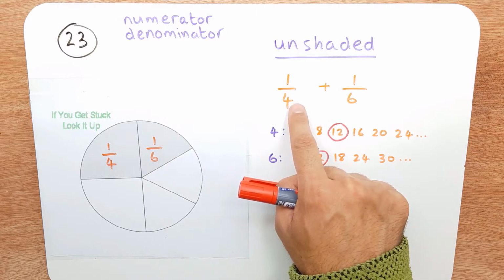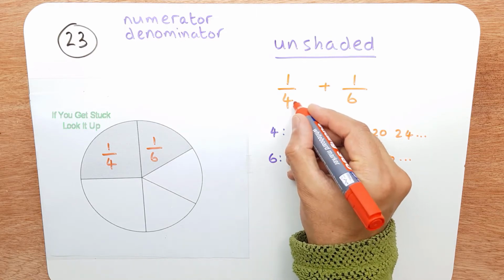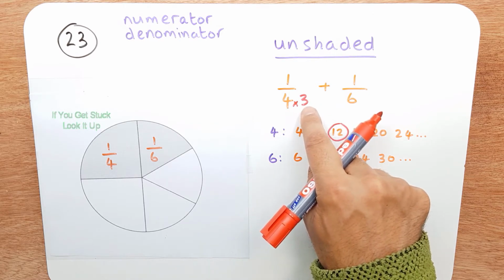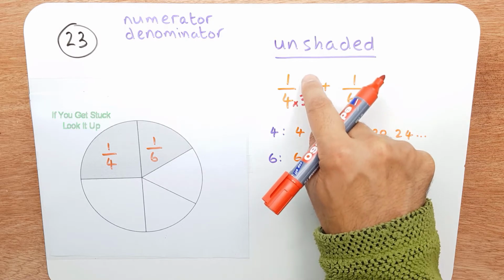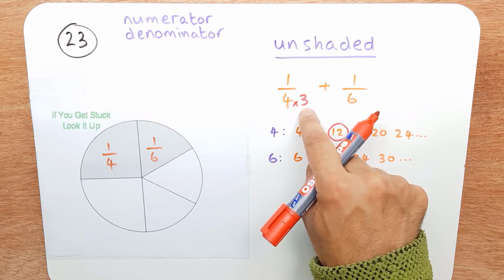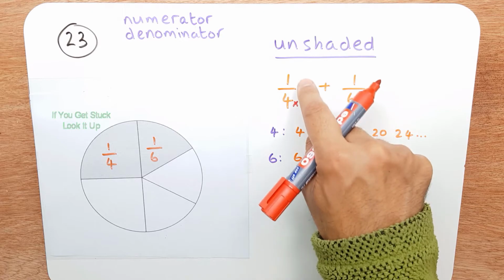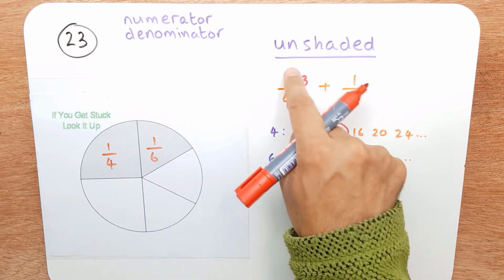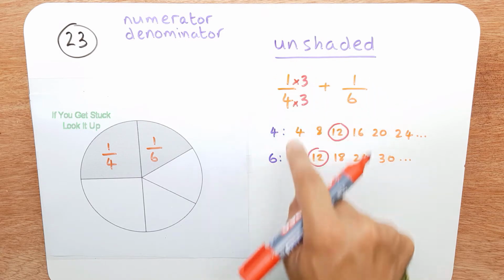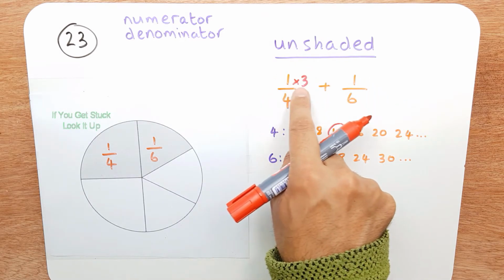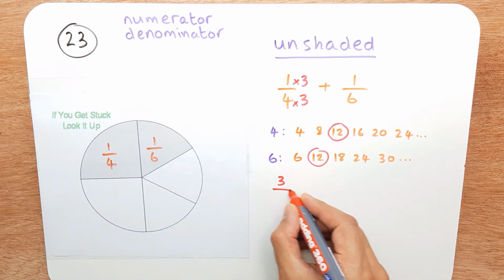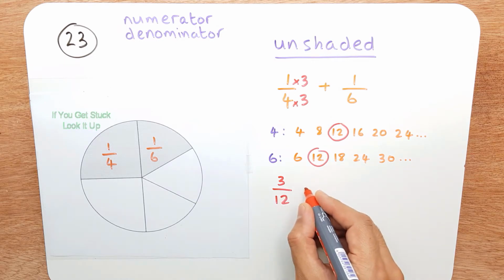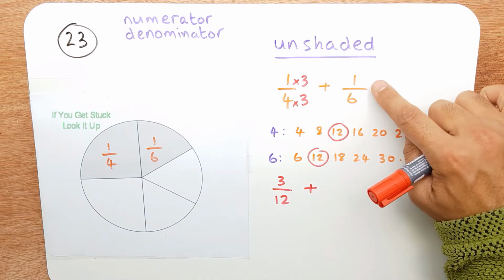Now if I multiply 4 by 3, I will get 12. But with this fraction, I've got to multiply the top number by 3 as well. So whatever I do to the bottom number, I have to do to the top number. So now this here is my fraction. 1 times 3 is 3. 4 times 3 is 12.